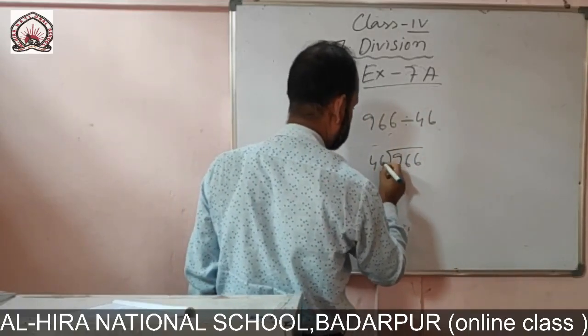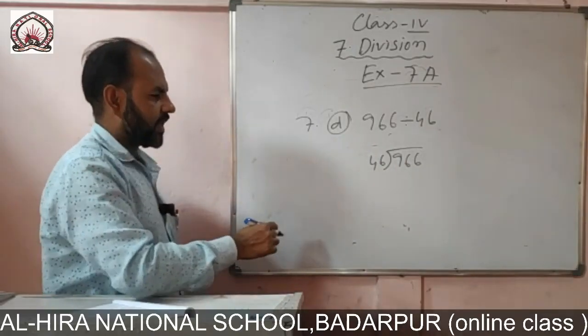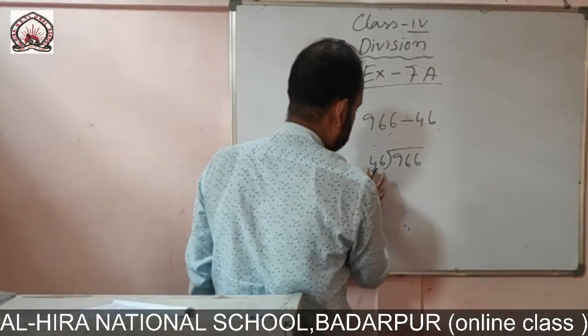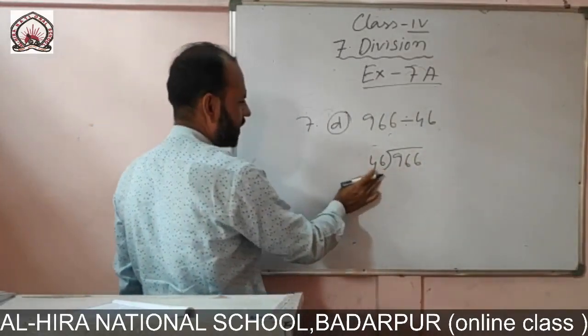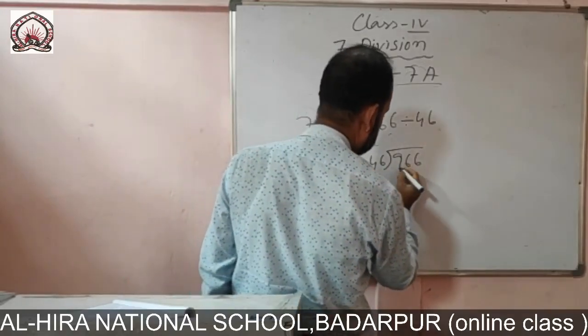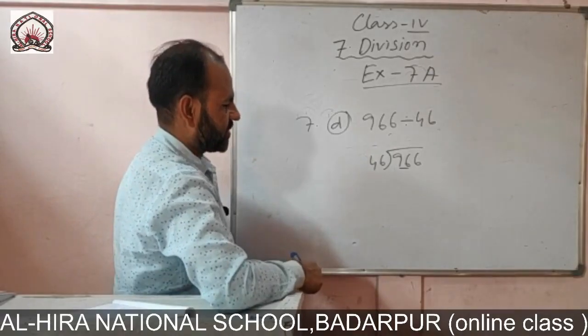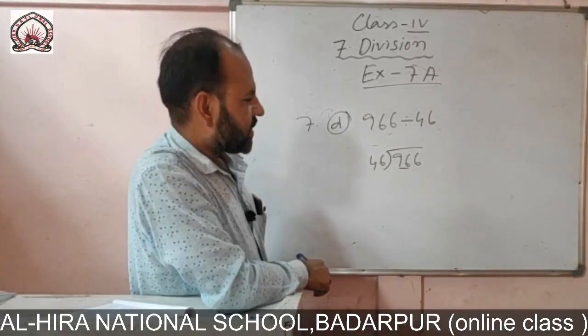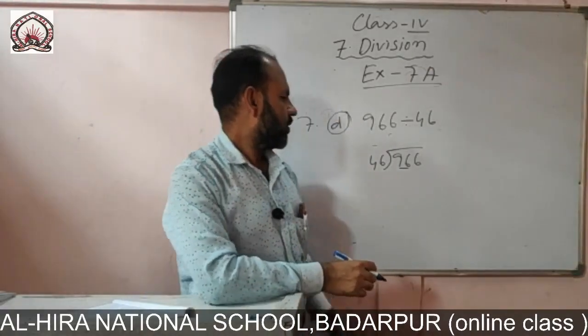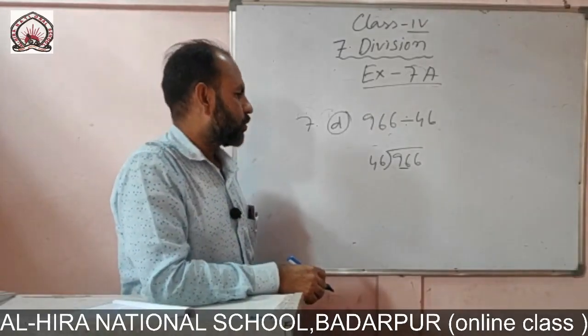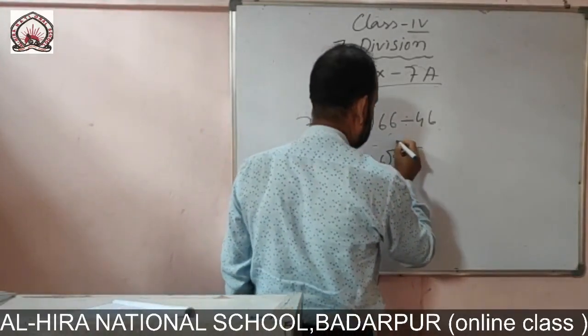So here, the divisor is 2 digit, so there also we take 2 digit, then it is 96. 96, 46 2 jar 92.